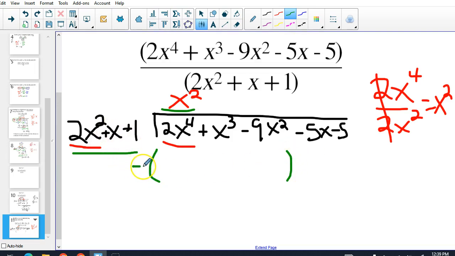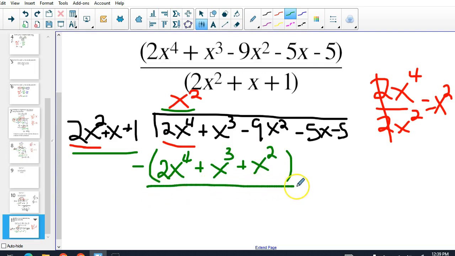We're going to have 3 terms. It's going to be subtracting. X squared times 2x squared gives us 2x to the 4th. These pretty much should always cancel out, by the way. That's why we're dividing it, make it cancel. Alright, x squared times x would be plus x cubed. Okay. X squared times 1 would be plus x squared.